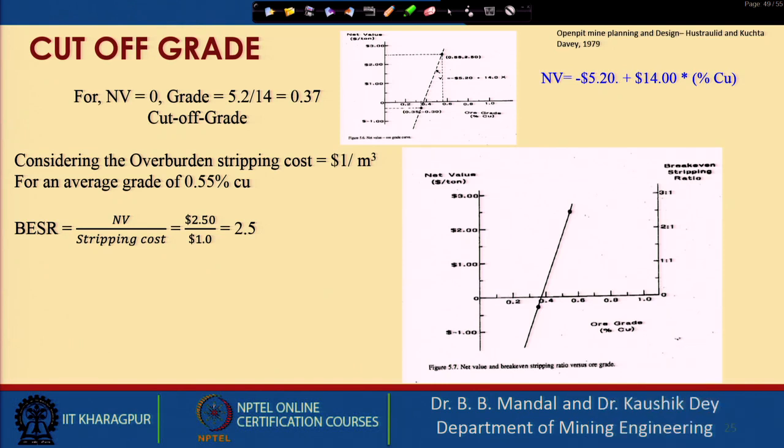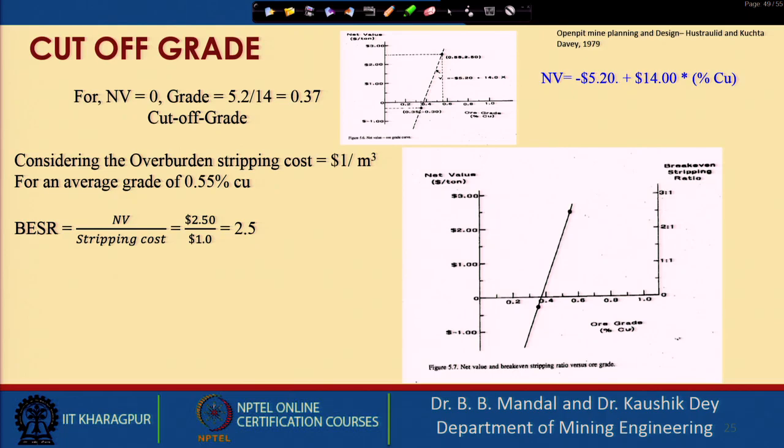So, the grade below the cutoff grade is considered as a potential ore for future consideration, and that can be adopted in a future condition. It also may be possible if the value of the copper is increased. In that case also, it is possible that the total system can fetch us some profit. So, that must also be considered in those cases.